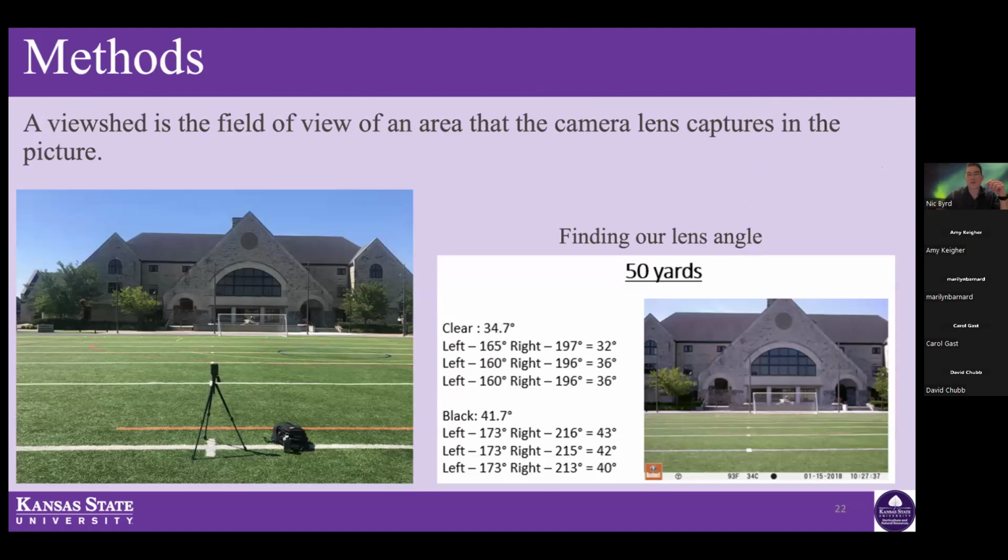So for our methods, we needed to find our camera lens angle. This is because it's part of the equation of being able to account for the area you are measuring. So for this, I contacted Bushnell. When we got in the cameras, the manual said the lens angle was 45 degrees, and I just wanted to confirm that with the manufacturer. The manufacturer told me that the lens angle was actually 40 degrees.